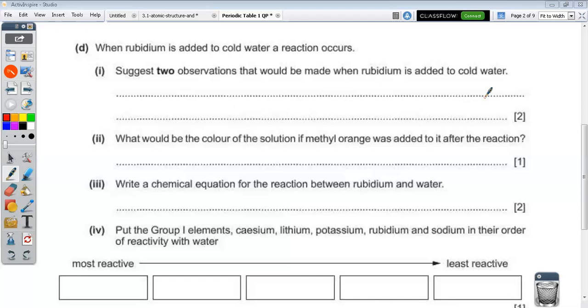Without looking at your book. Sodium, what did you say? It also produces an effervescence. Yeah, so if we want to combine the two, we can say a vigorous effervescence. Clear? A vigorous effervescence.